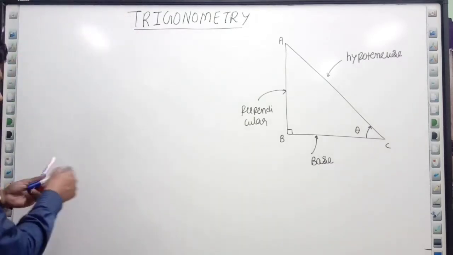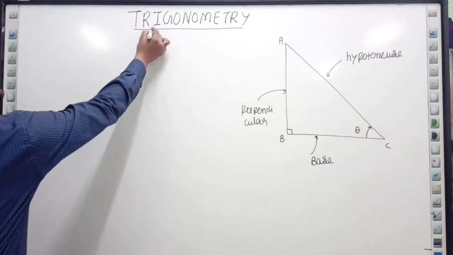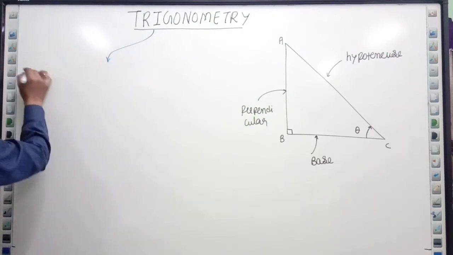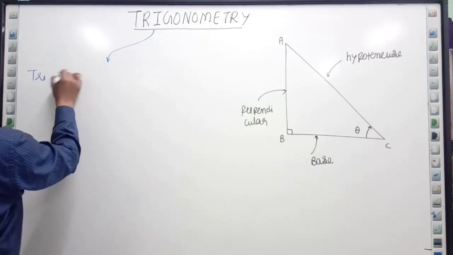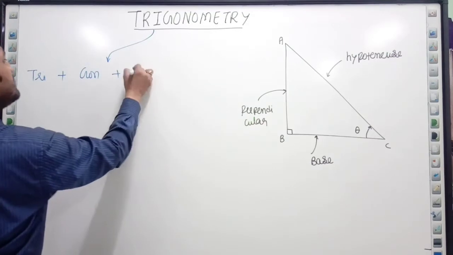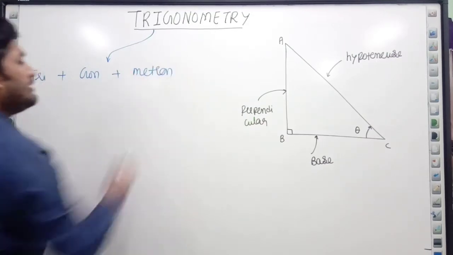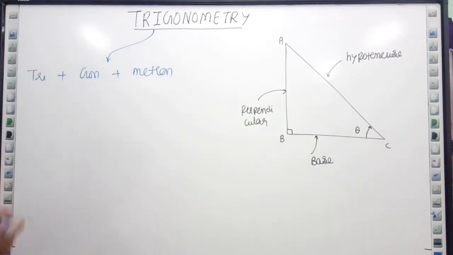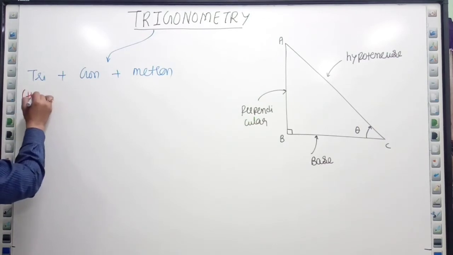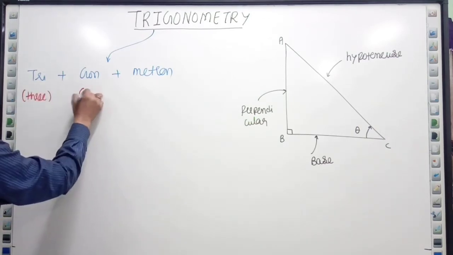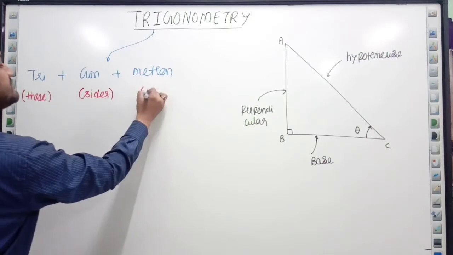When I talk about trigonometry, this word can be written as the summation of three words: tri plus gon plus metron. Tri means three, gon means sides, and metron means measurement.